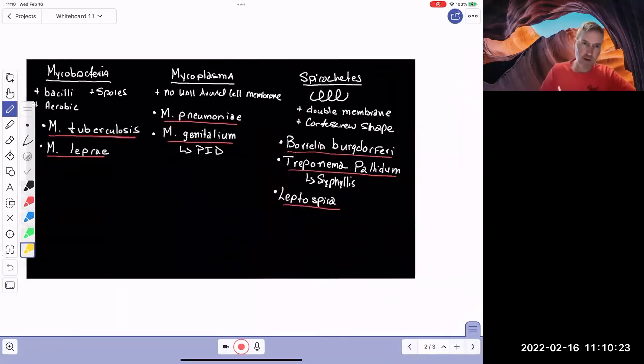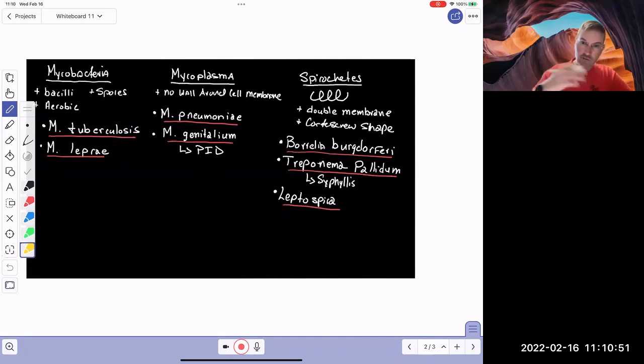Some other examples are mycobacteria. So these are examples of bacteria that do not fall into the gram stain paradigm. The gram stain cannot be used for them. Mycobacteria, for example, stain differently. All right. And mycobacteria actually stain with something called an acid-fast stain.